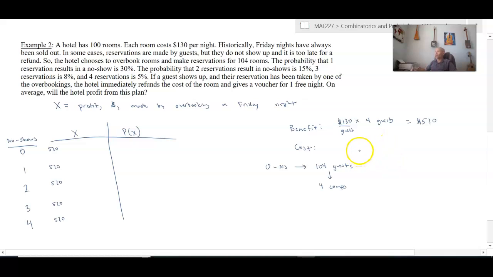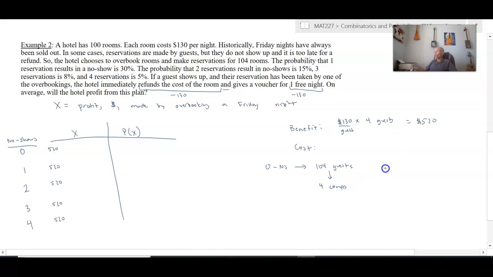So for each comp, first of all, they're going to refund the cost of the room and give a voucher for 1 free night. So they're going to have to give back $130, and they are going to have to give a voucher, which is going to cost them another $130, right? Because even the voucher, that's a promise of a free night, and so that costs them money because that's going to take away on a future night from another guest that could pay for that room.